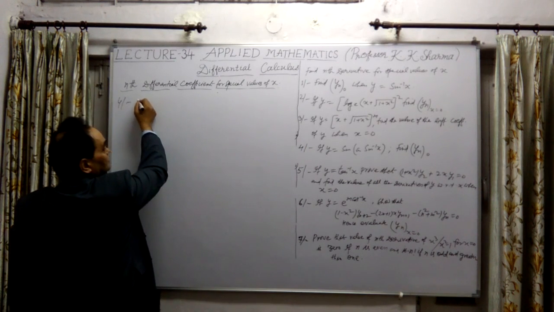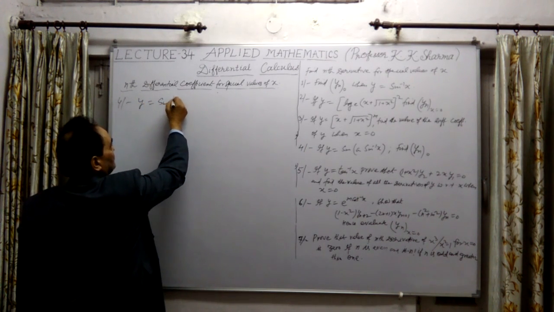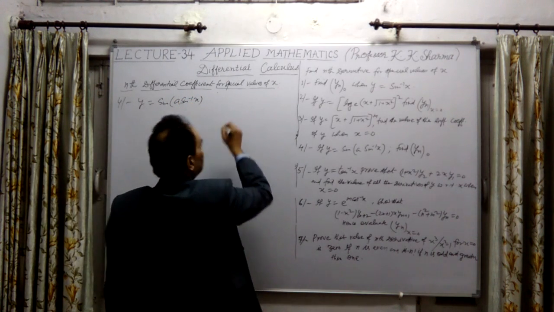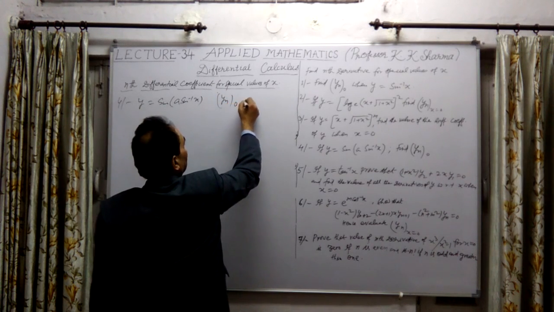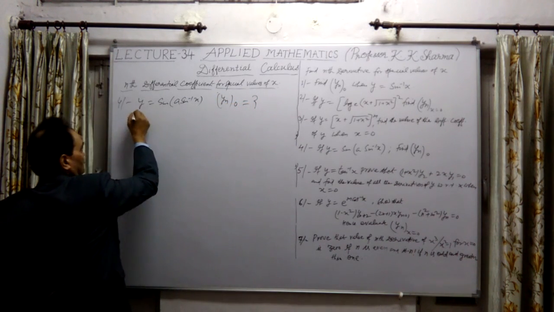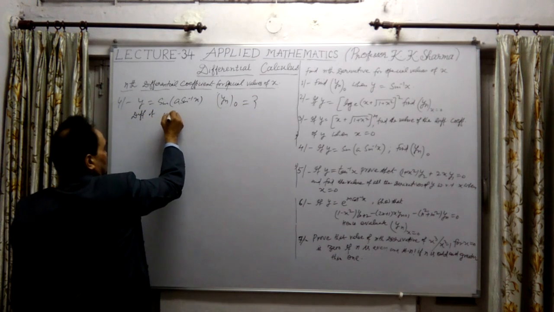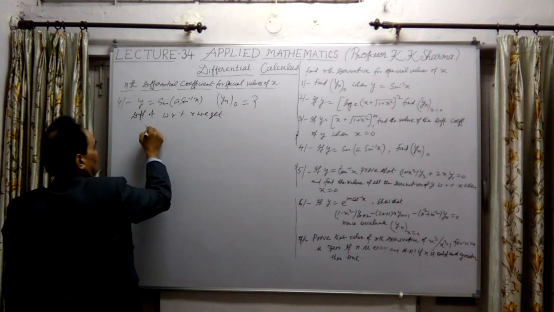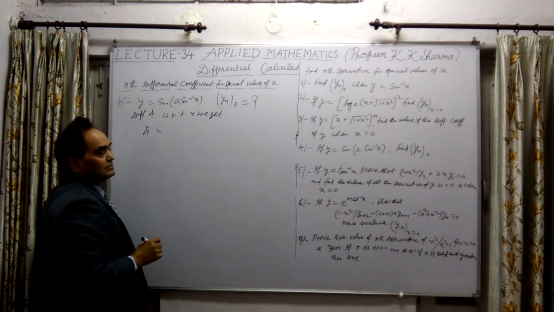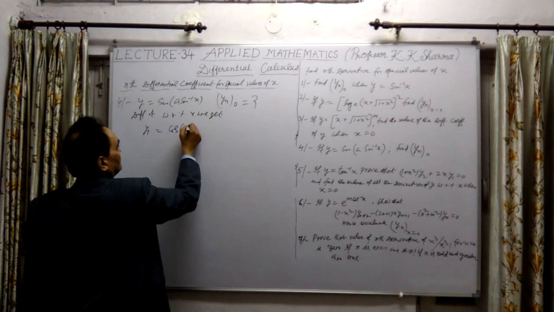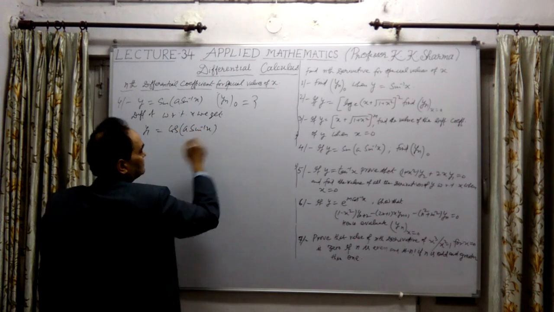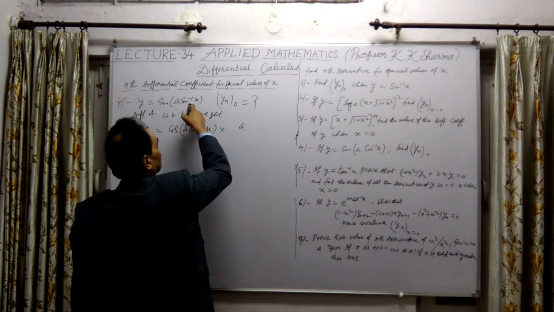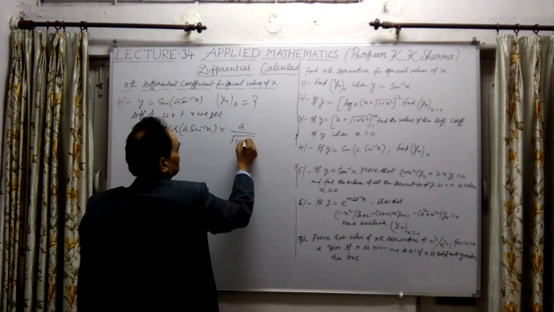Fourth question is y equal to sine of a sine inverse x. Then find yn(0). So again, the same value yn(0) we have to find out. Differentiating it with respect to x, we get y1 equal to, differentiation of sine is cos. It's cos of a into sine inverse x. But because a sine inverse x is not x, we have differentiated again. A into differentiation of sine inverse x is 1 upon root of 1 minus x square.